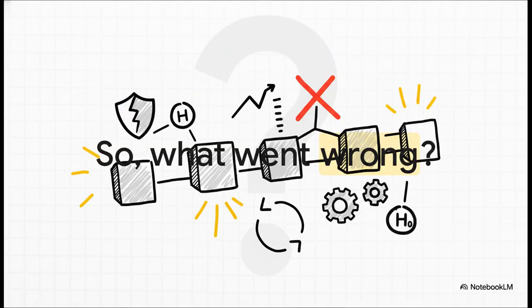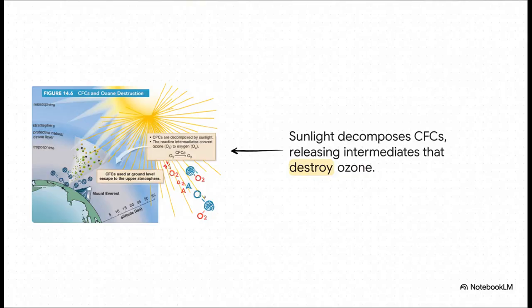Well, it turns out their greatest strength, that incredible stability, was also their greatest, most devastating flaw. This slide really tells the whole dramatic story. Because CFCs are so stable and they don't dissolve in water, they don't get washed out of the air by rain. Instead, they just drift all the way up into the stratosphere. And up there, the intense ultraviolet sunlight is strong enough to break them apart, releasing these super reactive chlorine atoms. These atoms then act like little Pac-Men, just tearing through ozone molecules, turning them into regular oxygen and chewing a hole in our planet's protective shield.